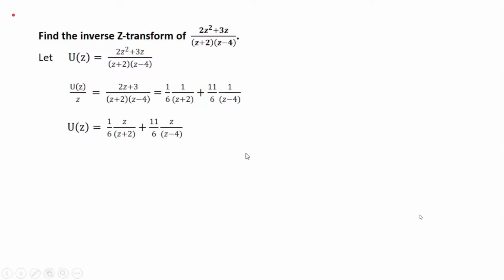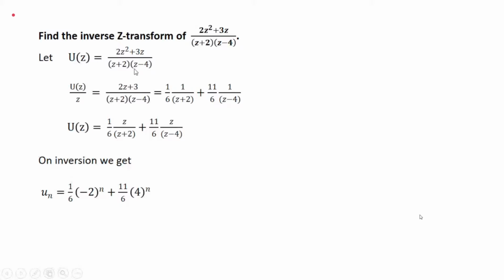Therefore, U(z) is, shift this z here: z by (z plus 2), z by (z minus 4). Now, just now we said the inverse transform of z by (z minus a) is what? a to the power n. So, what should be the inverse transform? 1 by 6 is a constant. In the place of a, you have minus 2, so (minus 2) to the power n. In the place of a, you have 4, so 4 power n.